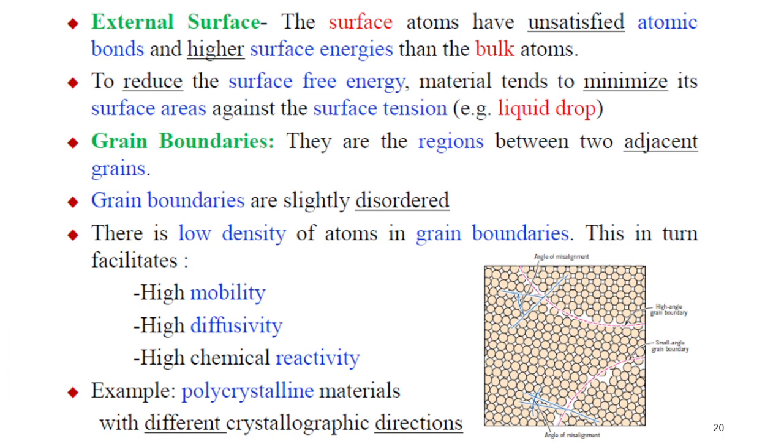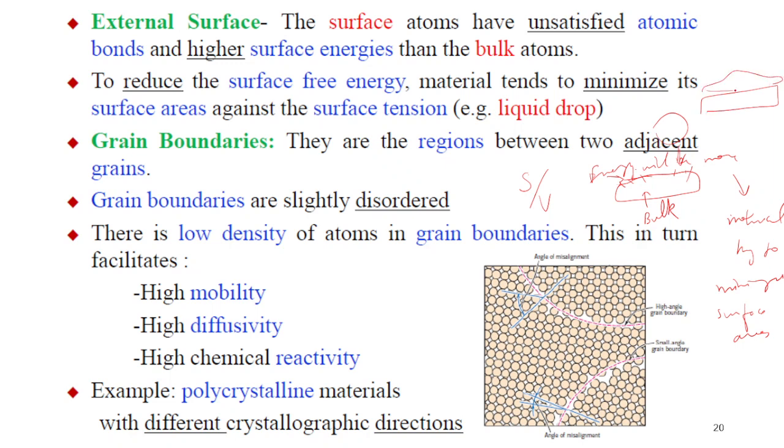Next we have the external surface. We think we already discussed this. If you have an external surface, that is surface to volume ratio. On the surface, energy will be more compared to the bulk. As a result, the material will try to minimize the surface area. When something comes in contact with it, say a liquid, the free bonds on the surface will try to bond with the liquid, and as a result the liquid will spread against the surface tension.